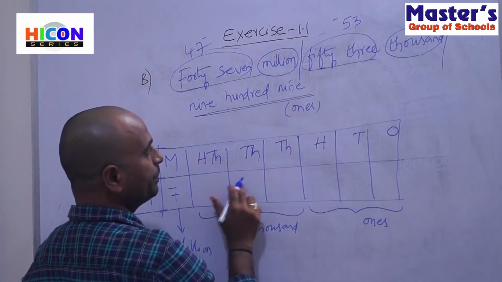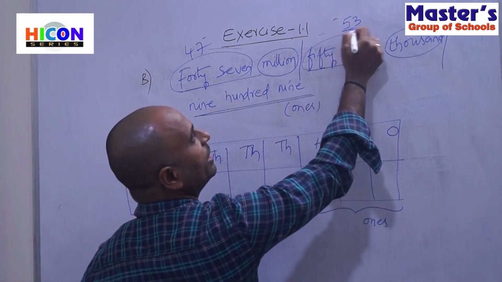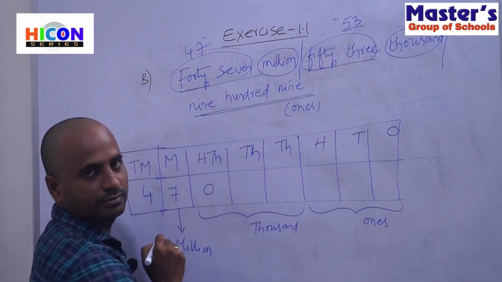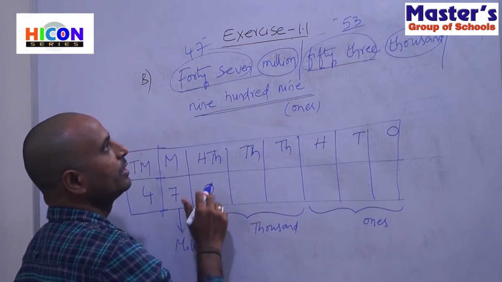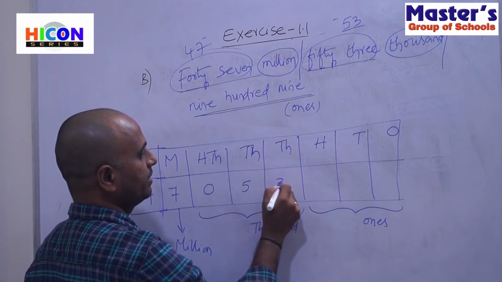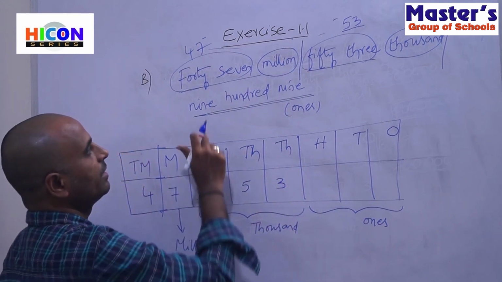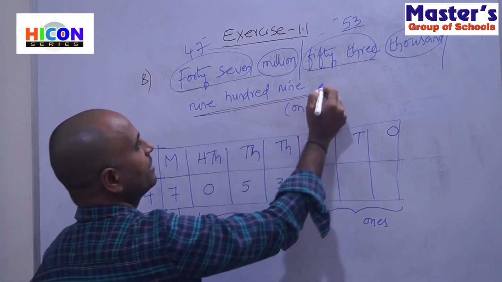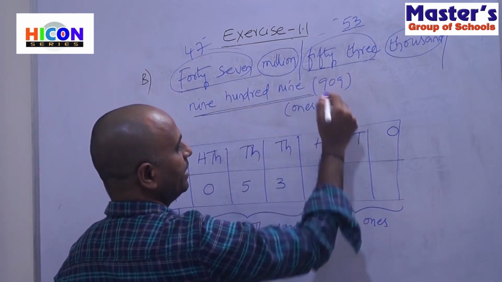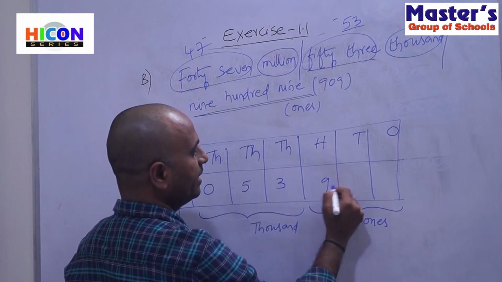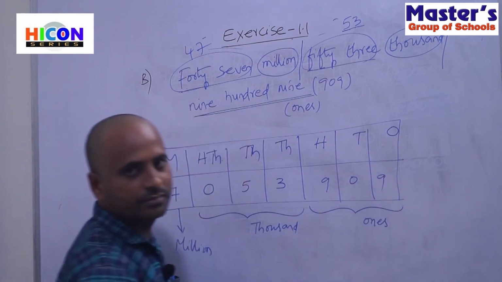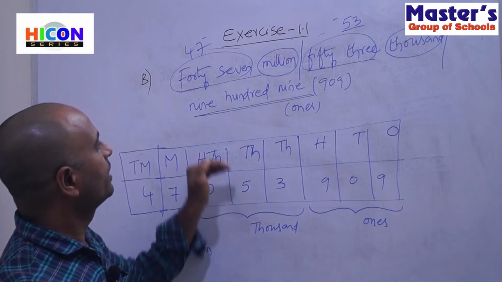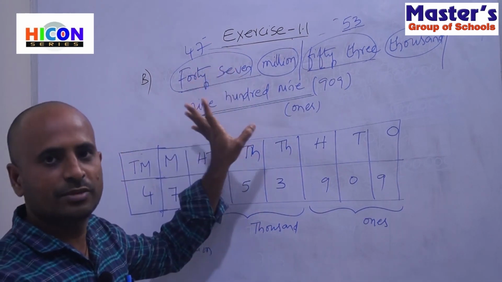There are three places, but there are only two digits. That's why we have to add 0. We have to put 0 and again add 53. Then 909, this is ones period. So insert this 909 in ones period. So this is the way of writing number for the given number name in international system of numeration.